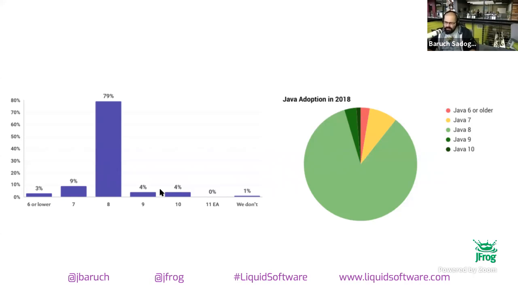Didn't we just say that people love frequent updates? Didn't we just say that it's good for everybody that the update will be more frequent? And why don't people adopt this very quickly?